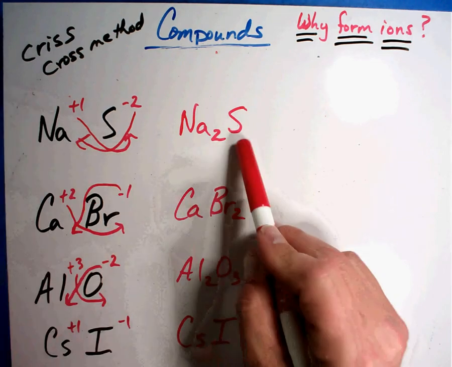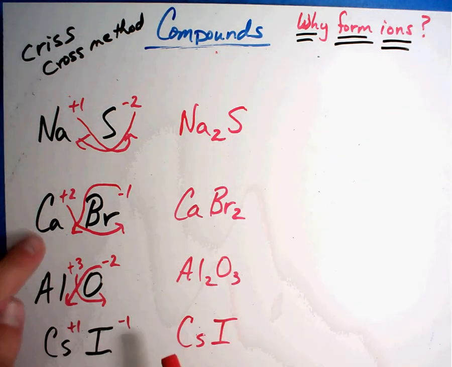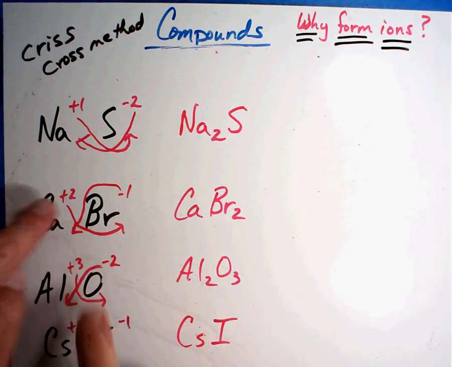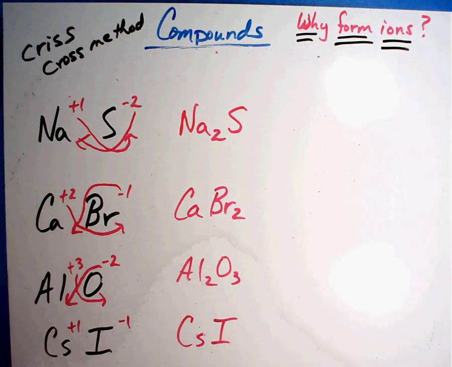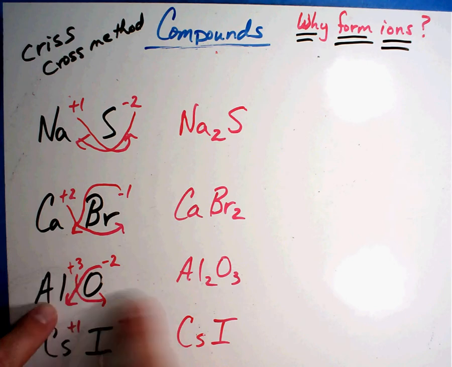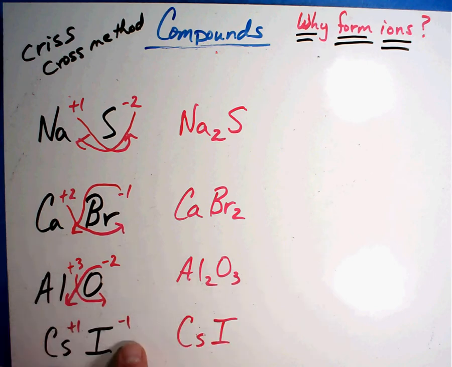Na2S1. Oh, that's the right answer. Ca, the 1 moves over and you don't write the 1. Br, and the 2 moves out there. That's correct. So Al2O, and the 3 moves out there. Al2O3. And this one equals 0.